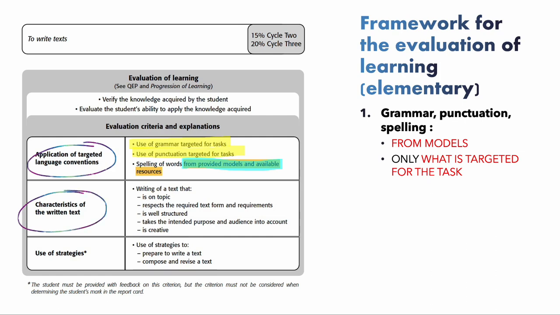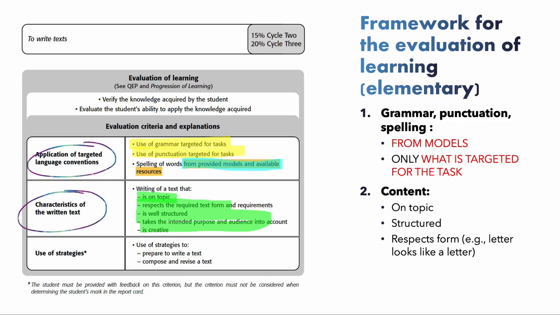The kinds of texts that they're writing, so characteristics of the text, we're looking for texts that are on topic, that are respecting the text form and are well structured. So this is what we'll later on call content. So I'm going to call this content now. It's on topic. There's some good structure. If it's supposed to be a letter, it looks like a letter. And maybe it's creative. So those are the kind of things that we're going to be grading them on.